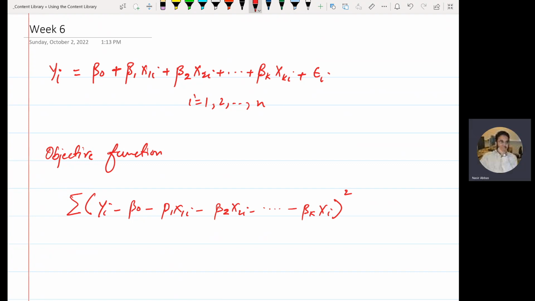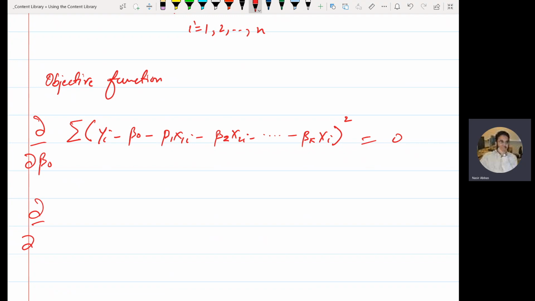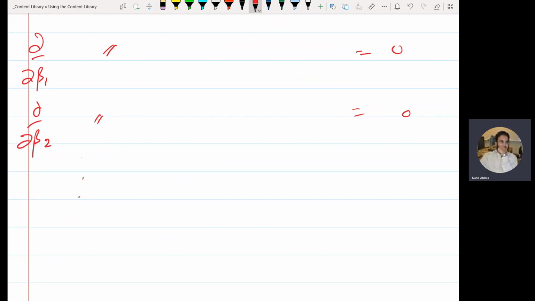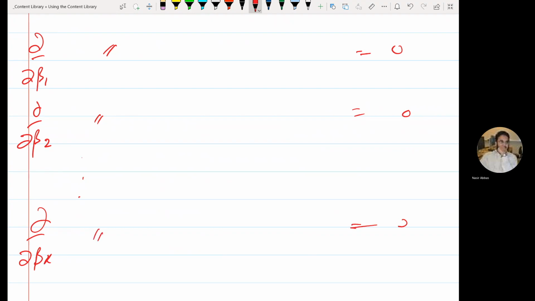Principally, what you should do is differentiate it with respect to beta naught first, then differentiate it with respect to beta 1, then with respect to beta 2, and all the way up to beta k. So you will have k plus 1 equations, k plus 1 unknowns.